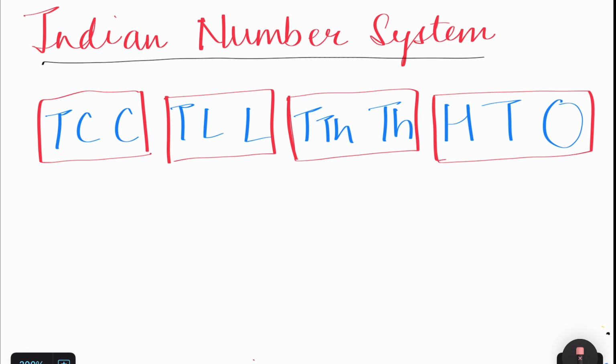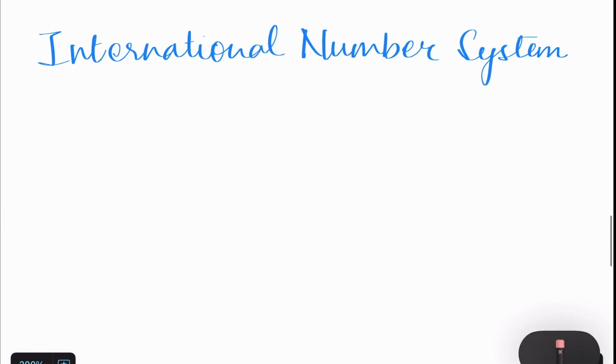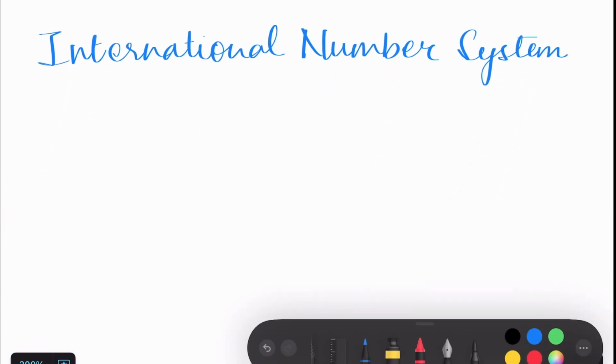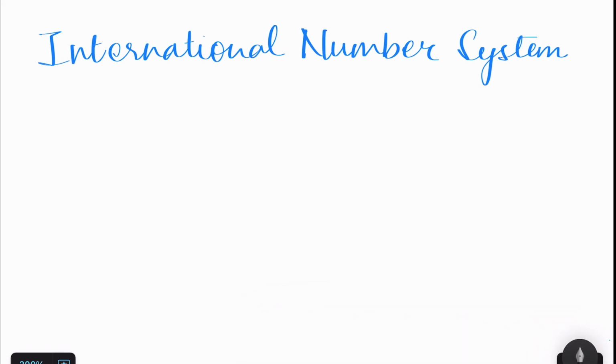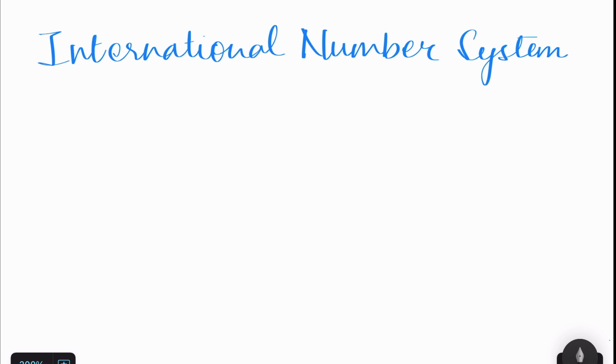Now, from the Indian number system, let's move on to the international number system. Yes, the international number system is different from the Indian number system, but the trick remains the same. You might be wondering what I'm saying. So let me just show it to you instead of just confusing you. This is the international number system.